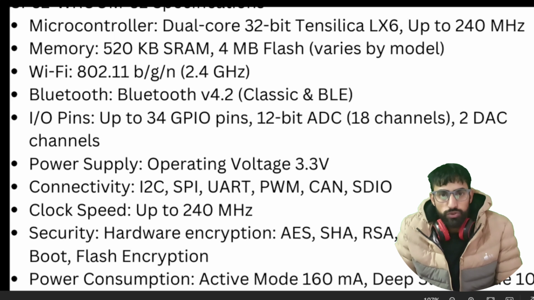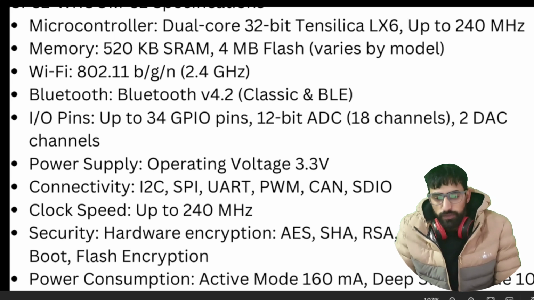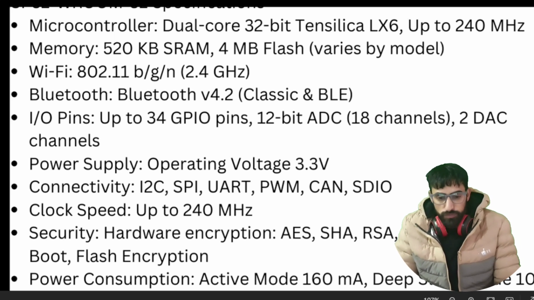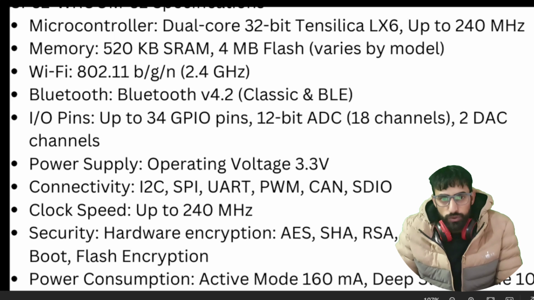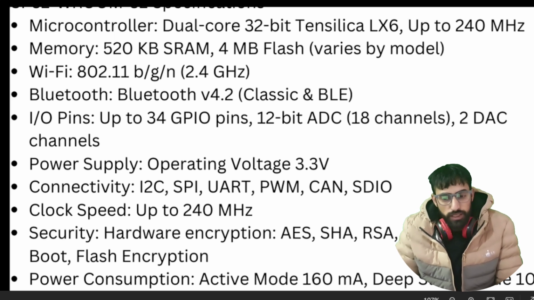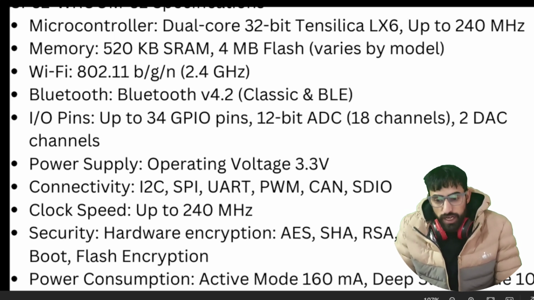So the ESP32 works on 3.3 volt, and for communication protocols it supports I2C, SPI, and UART. Also there are PWM, CAN and SDIO, serial data input output. So these are the connectivity options. The clock speed is 240 megahertz. On the Arduino there is no encryption and decryption process, but in the ESP32, hardware encryption such as AES, SHA, RSA, ECC, secure boot and flash encryption is available.